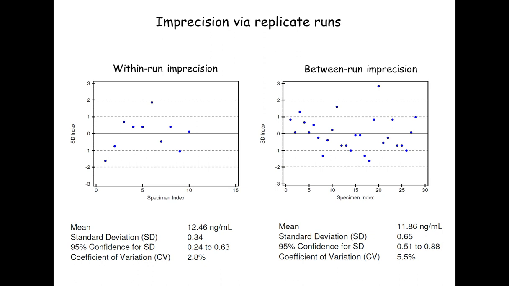On the right-hand side, you can see the data from the between-run imprecision. This was 28 different analytical runs of the same sample extracted each time. And the mean that we got here was 11.86 nanograms per mil with a CV of 5.5%. So again, that would be deemed acceptable based on our criteria.